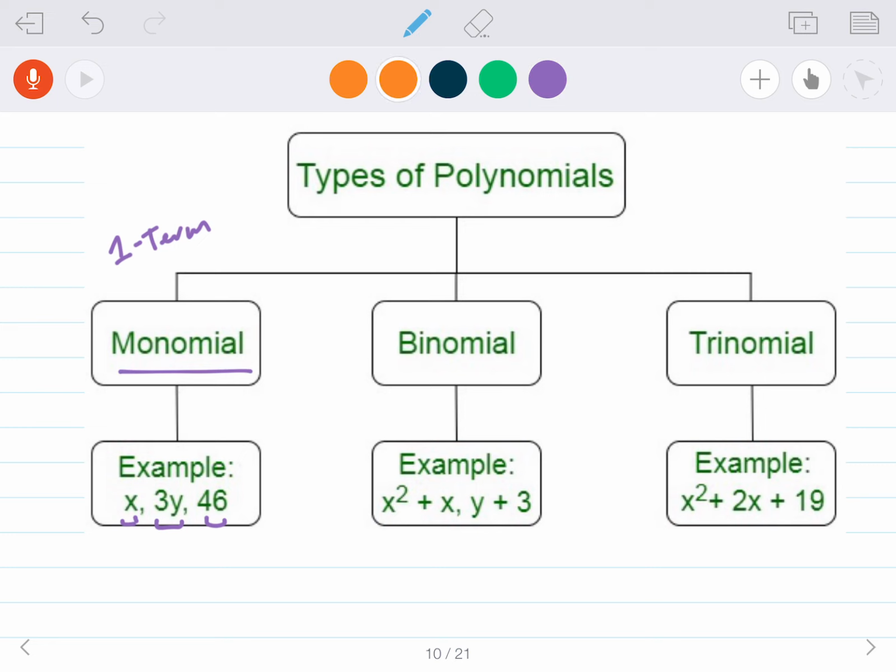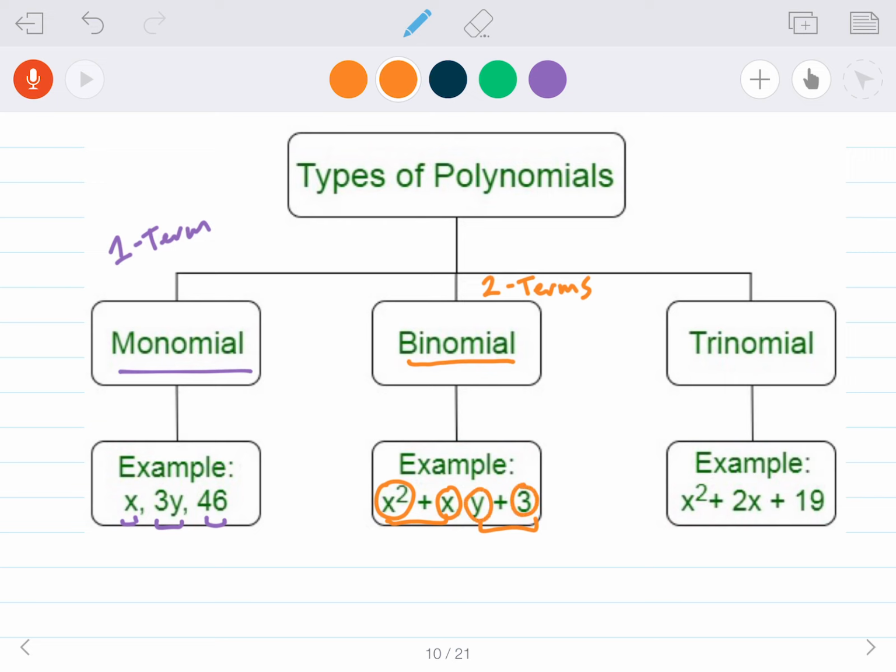Next comes binomial. The prefix bi means two. Okay, so this is two terms. This is an expression with two terms. For example, x squared plus x is a binomial, right? Because we have the first term x squared and the second term x. The second example of a binomial is y plus 3. First term is y, second term is 3.